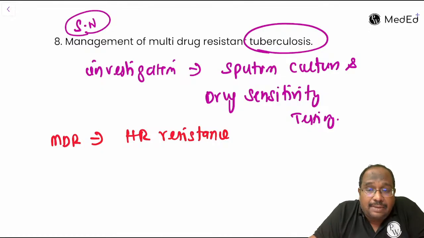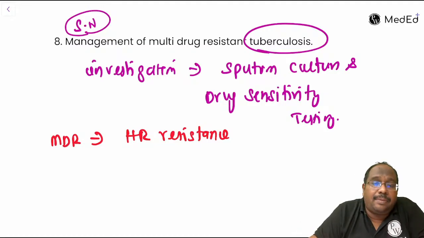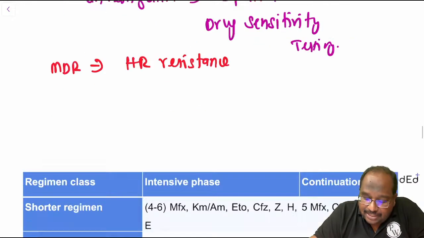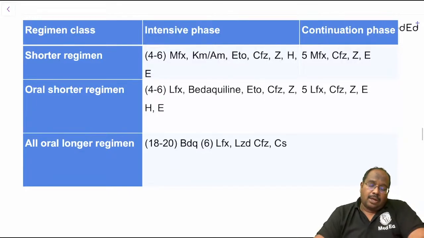XDR-TB is also there. That means HR resistance, fluoroquinolone resistance, and resistance to a third one, bedaquiline or linezolid. That is XDR. The question is MDR-TB. MDR-TB means HR resistance, isoniazid and rifampicin. Okay, fine. Investigation is sputum culture and DST, guys. Now, what is the regimen?